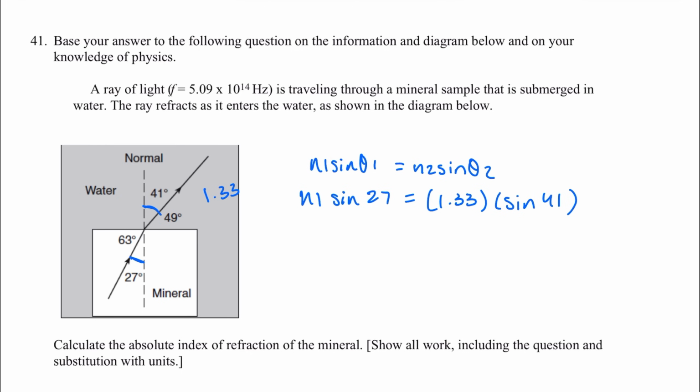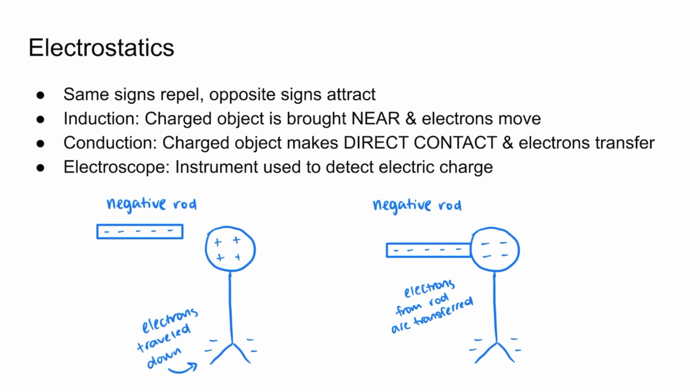So solve this out, you're going to get an index of refraction of 1.92. Moving on to electrostatics. So remember the basics. An electron is negative, a proton is positive, and a neutron is neutral. Same signs repel while opposite signs attract. So two electrons repel, but an electron and a proton attract.